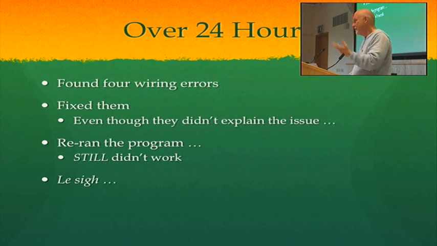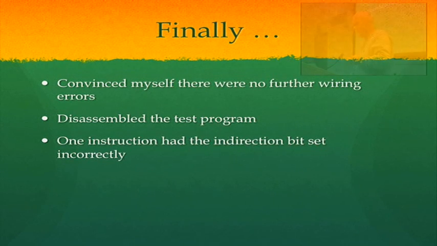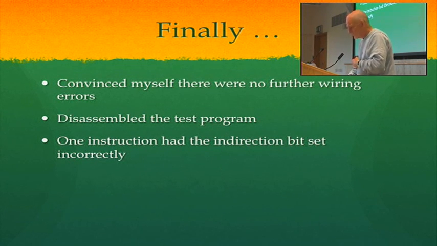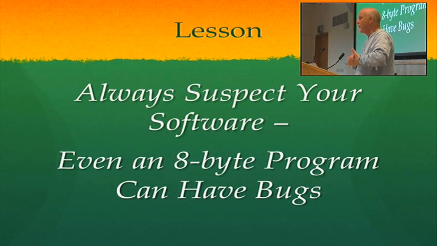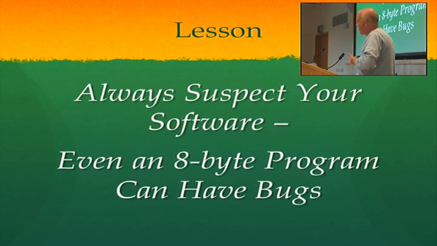Oh, dear. So basically, I thought, well, okay, I've been at this 3 days now, 24 hours over 3 days. So finally, I convinced myself there couldn't be any further wiring errors, so I disassembled the test program, and sure enough, one of the instructions had the indirection bit set when it should not have. So the lesson from that is always suspect your software, because even an 8-byte program can have bugs in it.